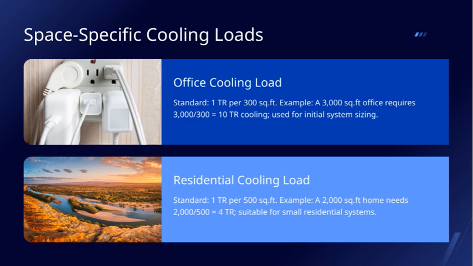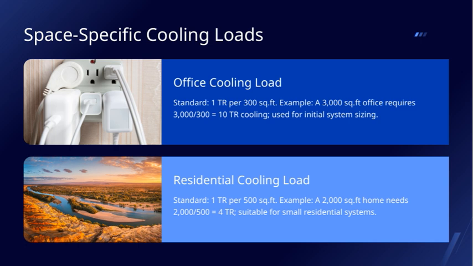For small residential systems, we typically use a rule of thumb, 1 ton of cooling capacity per 500 square feet. For example, if you have a 2,000 square foot home, you divide 2,000 by 500, which gives you 4 tons. This approach is suitable for smaller residential spaces where the load is relatively straightforward.